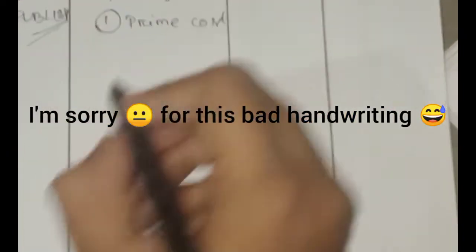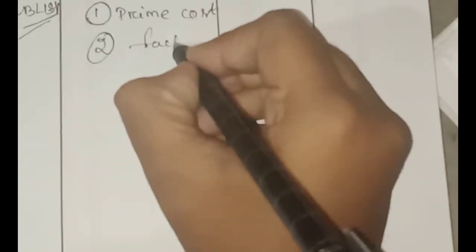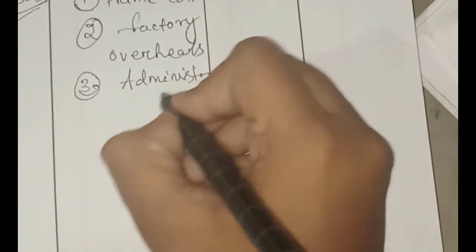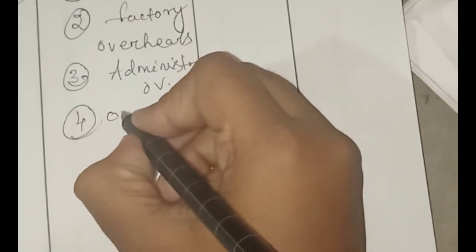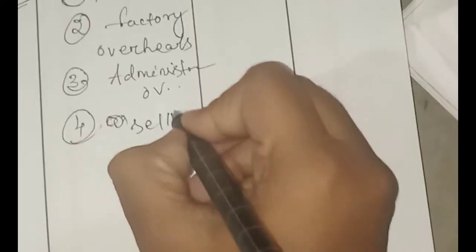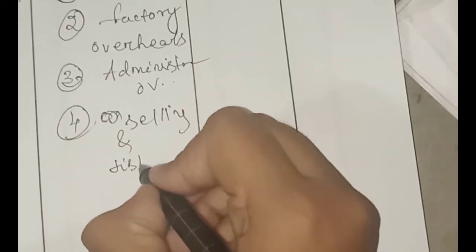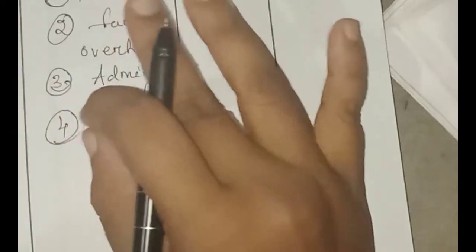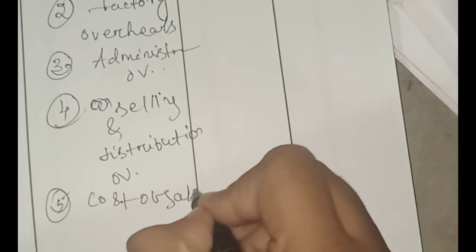prime cost. Second is factory overheads, or factory cost. Third is administration overheads. And fourth one is your selling and distribution overhead. And the last one is cost of sale. Last is sale, we are going to write.